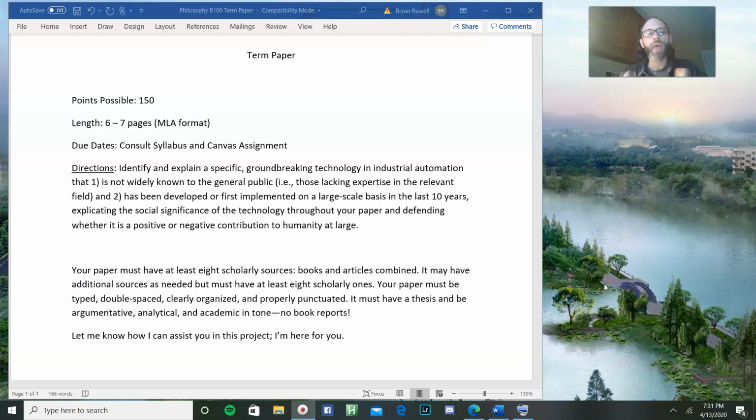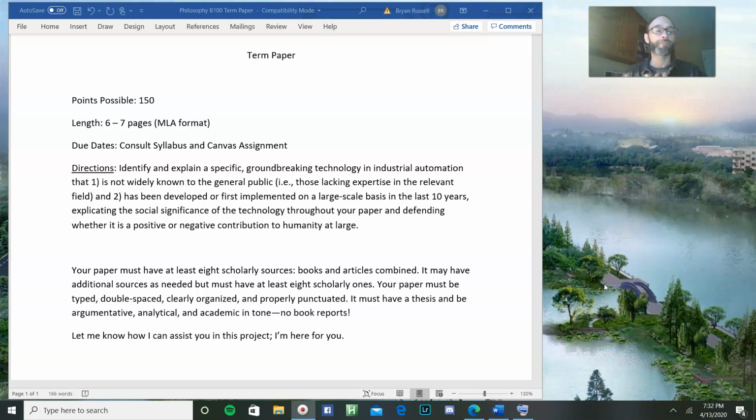Basically what you're doing is you're tacking on an evaluation of the technology that you discussed in your first paper. Now you could discuss an entirely new technology if you weren't happy with your first paper or the topic of your first paper. You could talk about a new one, but what you have to do is evaluate it, and so you'll have to reformulate your introduction to add a thesis statement in, because now you'll be constructing an argument.